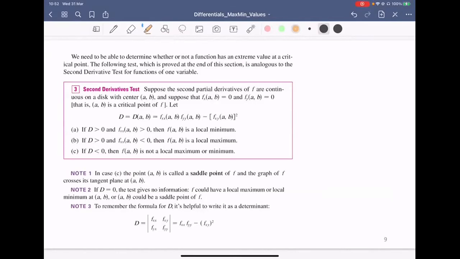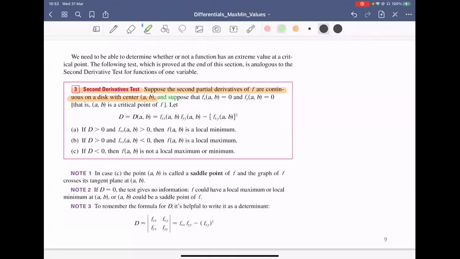Well, the thing that we use to check if the critical point gives you maximum or minimum is called the second derivative test. So the second derivative test in 2 dimensions. Look at the statement. Suppose that you have second partial derivatives of f that are continuous on the disk with center (a, b). So this is the introduction. You need to have that condition.